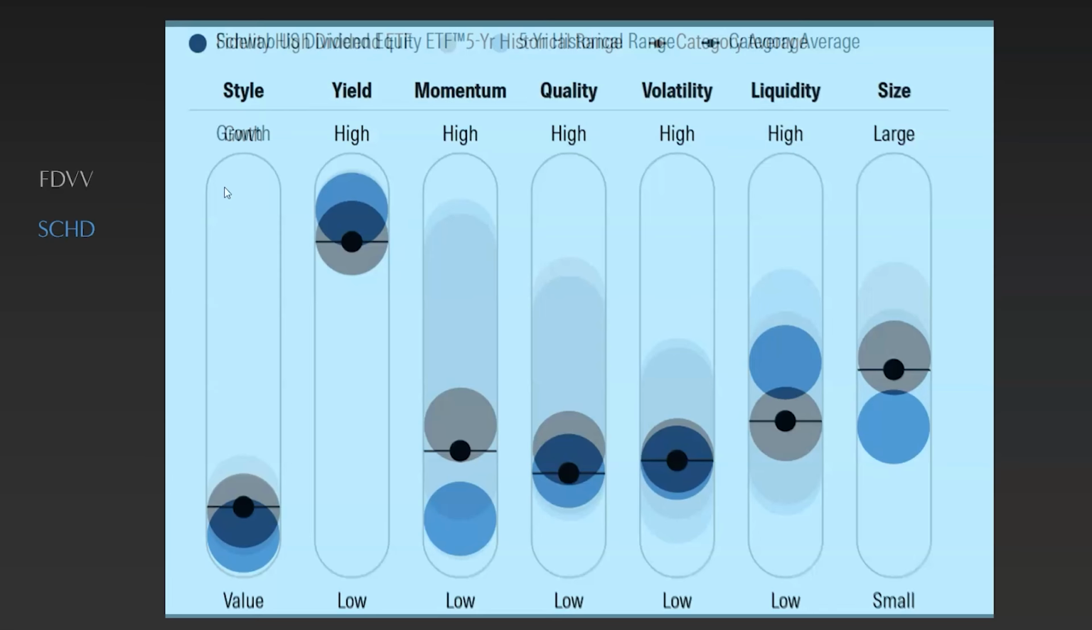And what you'll see honestly is, in terms of the style, they're both value. Now, SCHD is slightly more value oriented. It's super low on the value scale, but FDVV is considered 100% a value style fund. In terms of yield, which we're going to talk about in a minute, they're similar. In terms of momentum, SCHD has a much lower momentum score than FDVV currently.